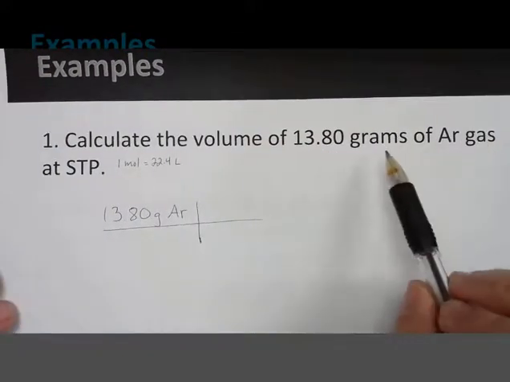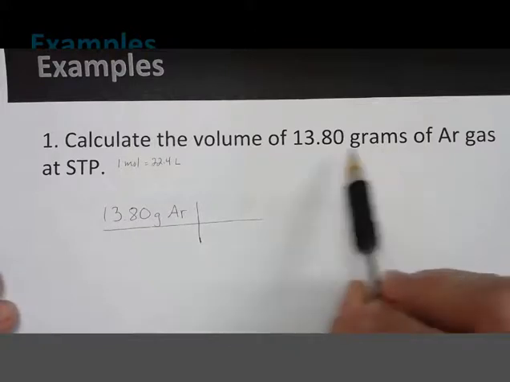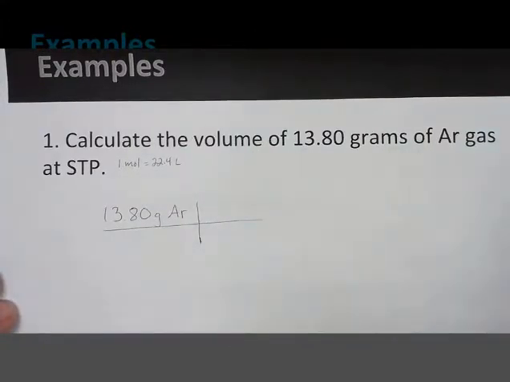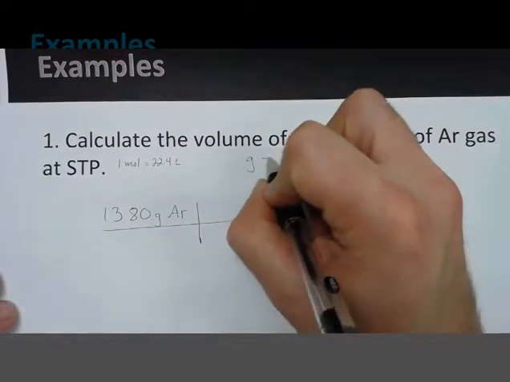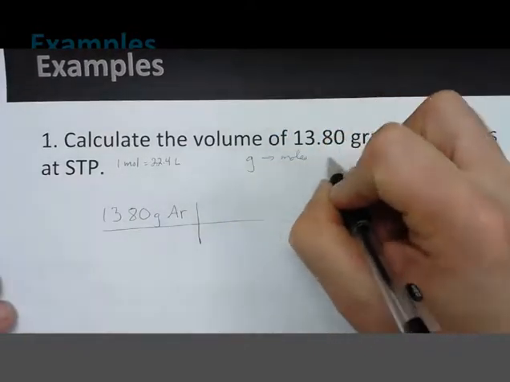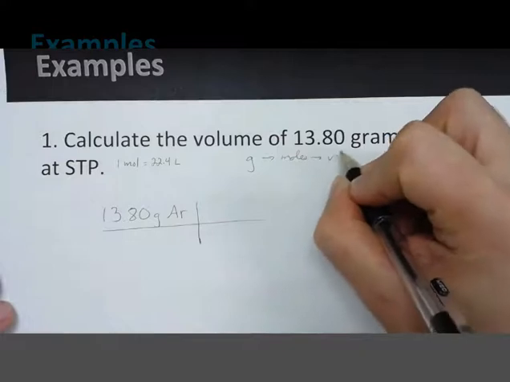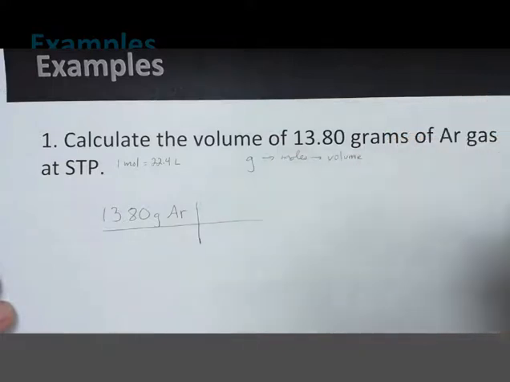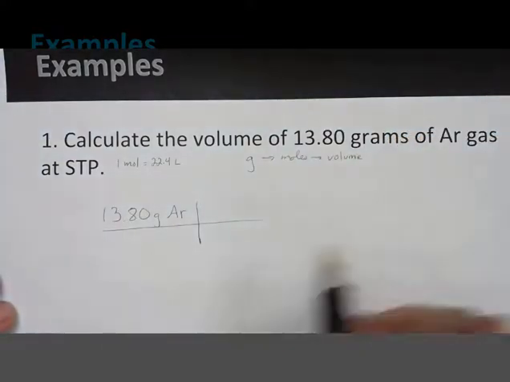Now I can't go from grams directly to volume. There is no grams to volume conversion, and so I kind of need to stop at moles, just like that molar map showed on the previous video. So we're going to go from grams to moles, and from moles we can get to anything. We can get to volume at STP. Okay, so that's kind of our flow chart. So let's go to moles.